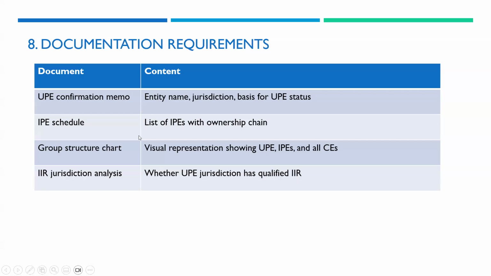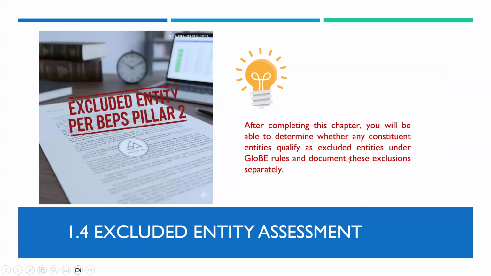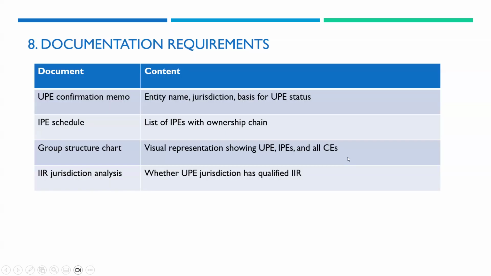And an IPE schedule, where you list the IPEs and the ownership chain. You have to take the group structure, a visual representation of UPEs, IPEs, and all CEs. It's very handy if you create it. And also the IIR: whether the UPE jurisdiction has a qualified IIR. That is also something that, if you can add, would go a long way, right? So that is all about UPE, IPE identification.